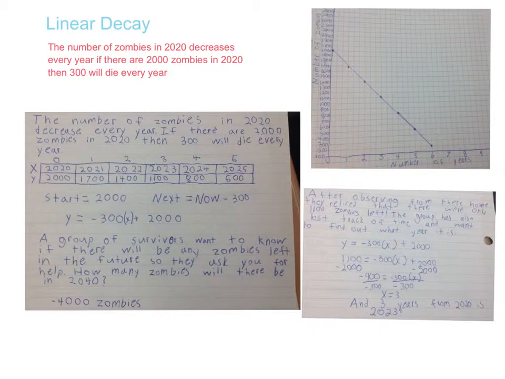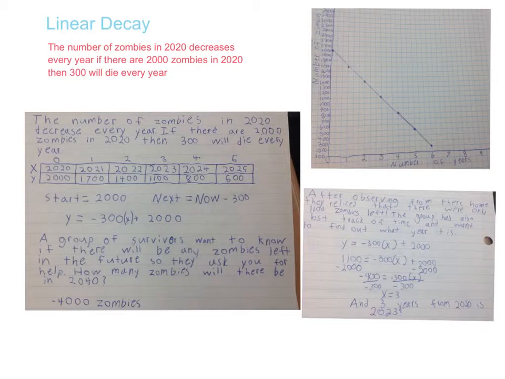If we plug in 2040, that would be 20 years after 2020. So we plug 20 in to the x spot, and if you do negative 300 times 20, that will be negative 6,000. Then you would add 2,000 for the equation, and you will get negative 4,000 zombies.